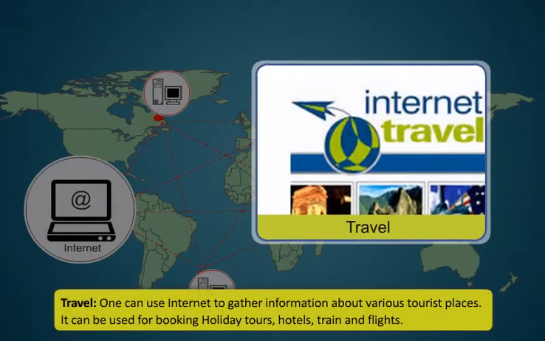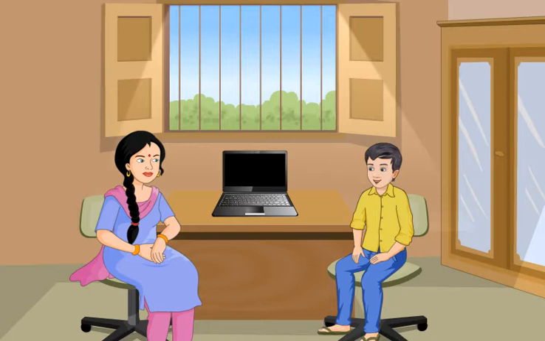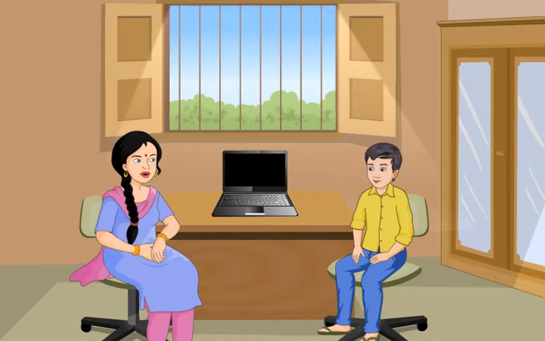One can use the internet to gather information about various tourist places. It can be used for booking holiday tours, hotels, trains and flights. Online shopping can also be done using the internet. By just providing account details, you can perform the transaction.